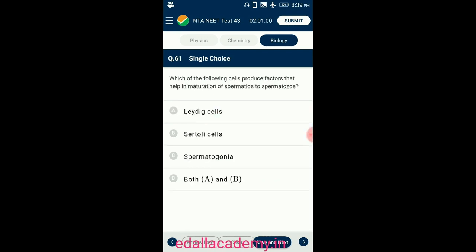Question number 61. Which of the following cells produce factors that help in maturation of spermatids to spermatozoa? Sertoli cells of the seminiferous tubule of testes secrete inhibin, a proteinaceous hormone. When sperm count is too high, this hormone causes negative feedback to suppress the overactivity of follicle stimulating hormone to suppress spermatogenesis. Also, follicle stimulating hormone acts on Sertoli cells and stimulates the secretion of some factors which help in the process of spermiogenesis. So the answer for this question is option B, Sertoli cells.